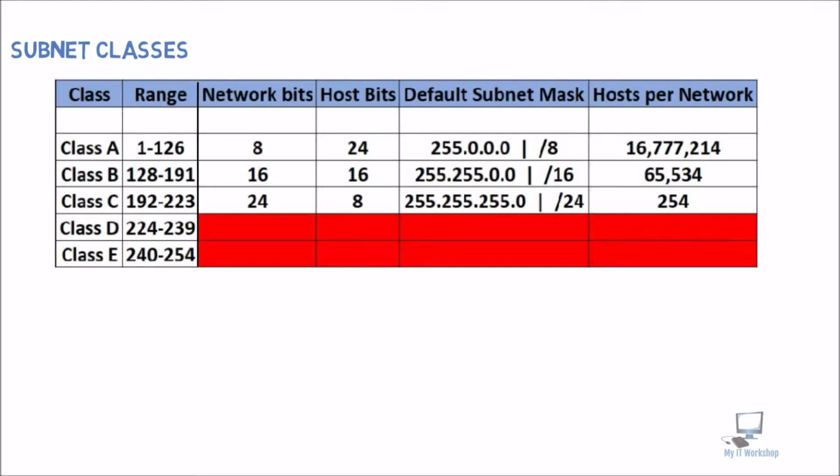So the ranges of class A, B, and C, as you can see there, and the subnet mask are the most important things that you need to remember. That class A has a subnet mask of 8, class B 16, and class C 24. Right? So we are going to do exercises and we are going to understand this more in depth.